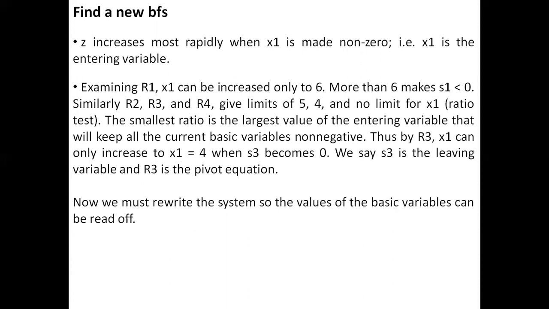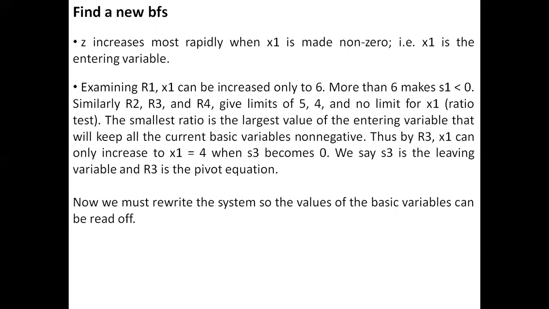But there is no limitation for X1, and we are clear that the smallest ratio determines the entering variable's value, as long as the current basic variable is non-negative. Thus by row 3, x1 can only increase to 4, and s3 becomes equal to 0.